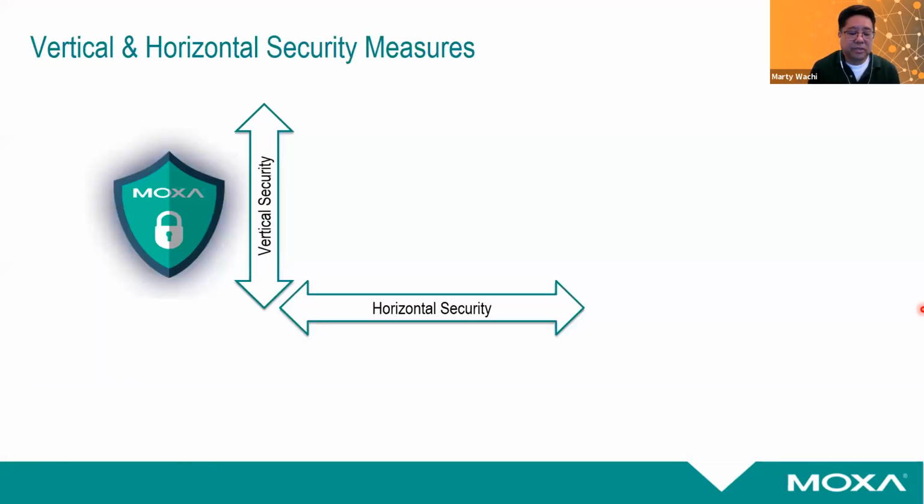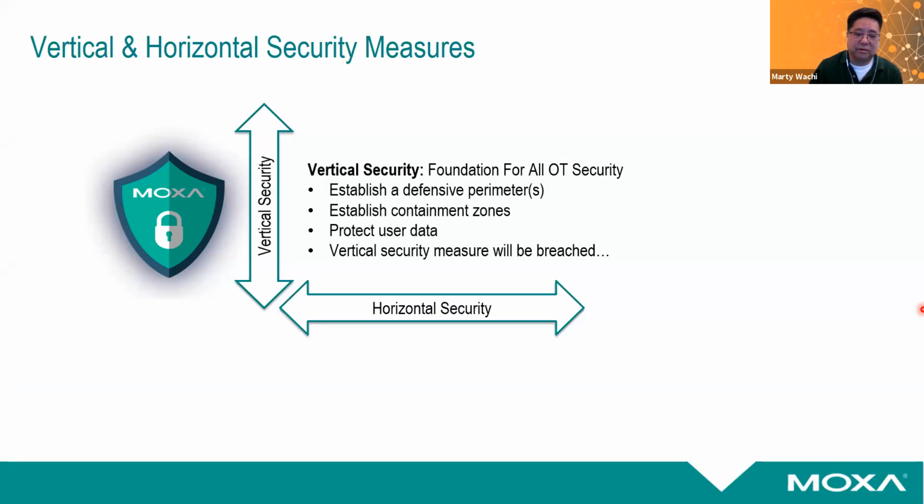Okay, so Rich spent some time talking about defense in depth, and we talked a lot about routers and ACLs and authentication, and a lot of that really falls under this category of vertical security, which is really the foundation for all OT security. It's really establishing those defense perimeters, those containment zones, those ways to limit access, like Rich was just talking about, and protect that user data, which is all great. This is, again, the fundamental start.